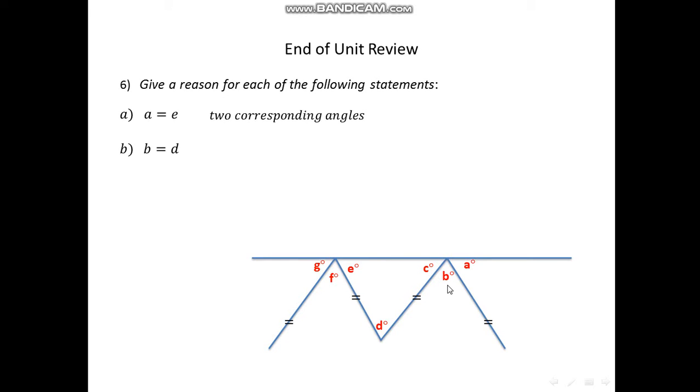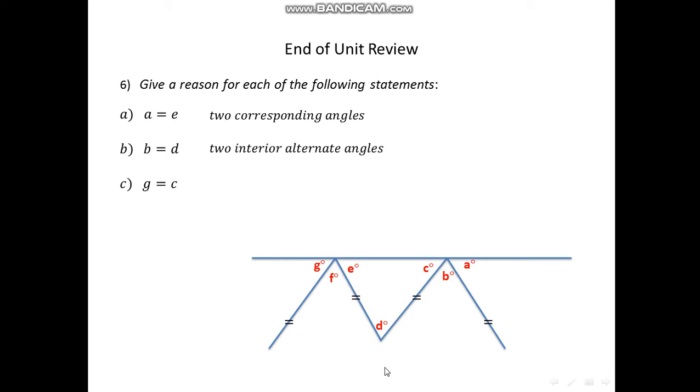Now B equals D. Where is B? This is B. Where is D? This is D. Okay. Now we have these parallel lines, and this line works like a transversal line. So B and D are what? Alternate angles, because they are in the same position but on different sides of the transversal, or on different sides of the intersection. This is intersection 1 and this is intersection 2, for which two parallel lines? This one and this one. Now this works as a transversal.